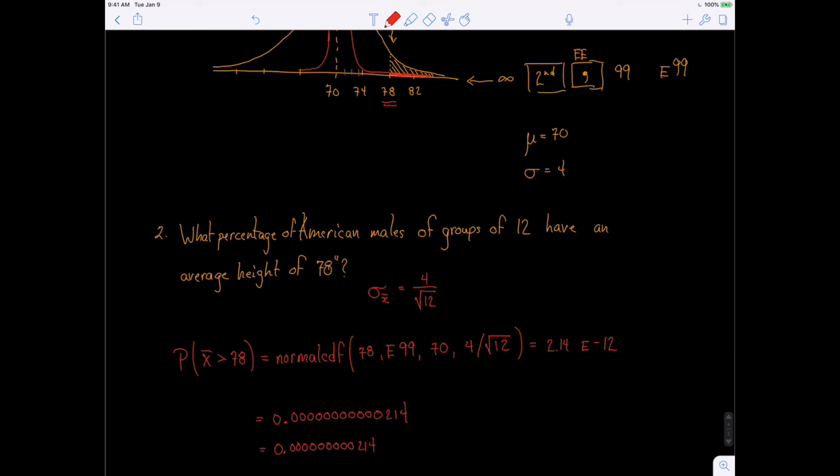But wait a minute. Either way you do this, this number is so small that it's essentially 0, meaning something like the NBA shouldn't even exist. Anyway, that's the power of the central limit theorem.